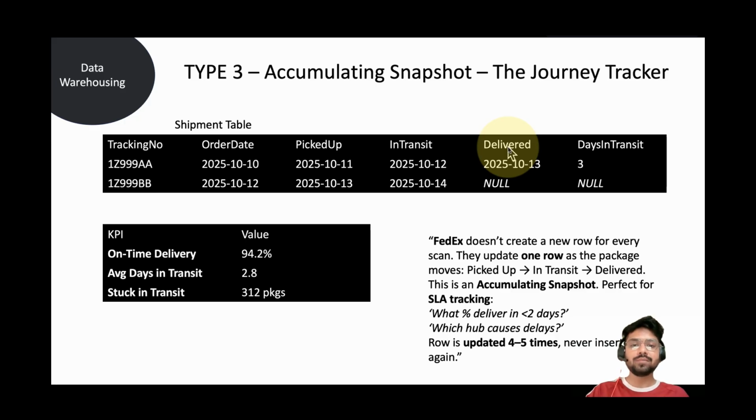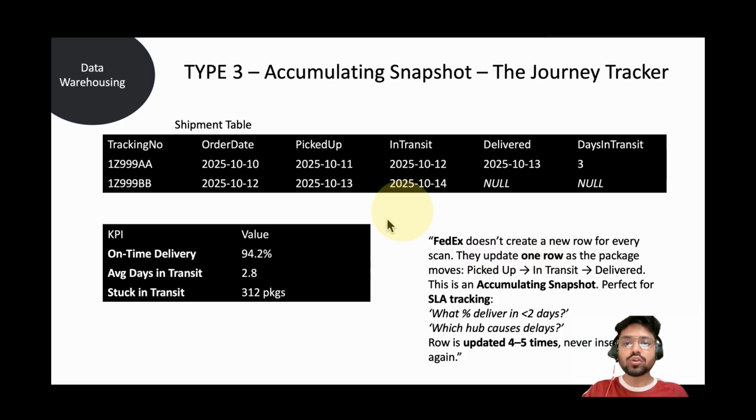What happens is that it will not create a record for each status. For example, if the order is picked up, one record is created; if the order is in transit, another record is created. No, it actually covers the whole cycle. They update one row as the package moves: picked up, in transit, delivered. This row is updated four to five times. No new records are inserted. So this is the key factor to remember: accumulating snapshots update the row, not insert a new row.